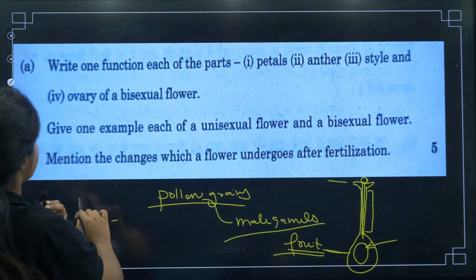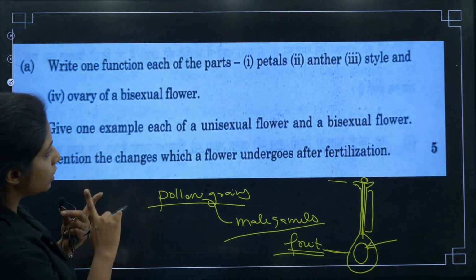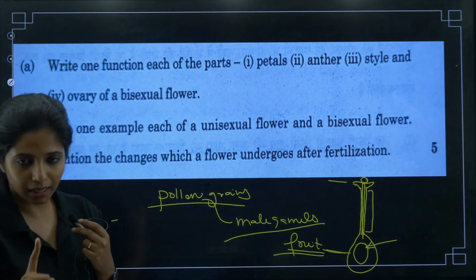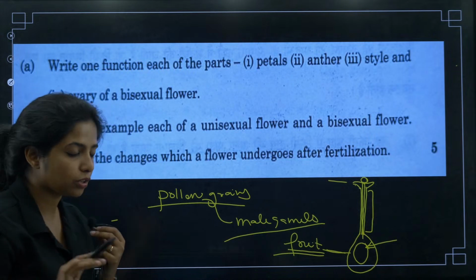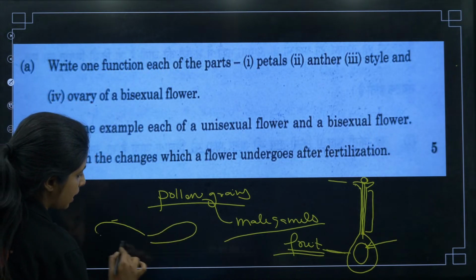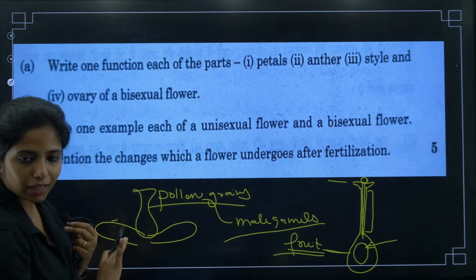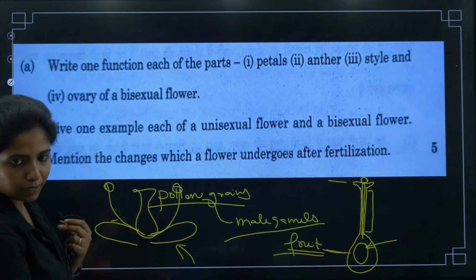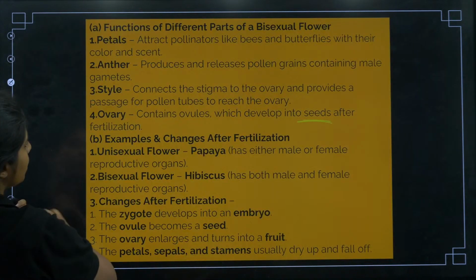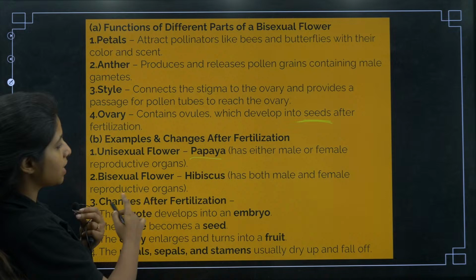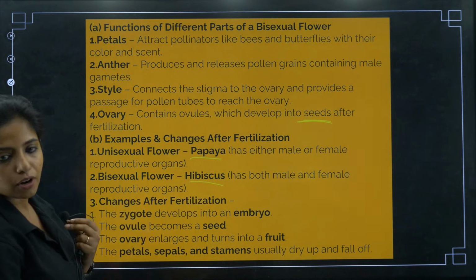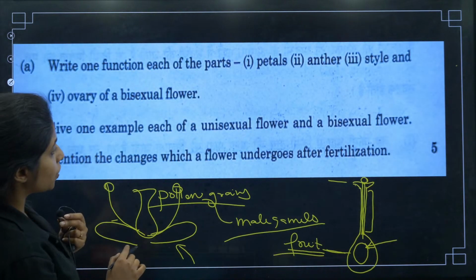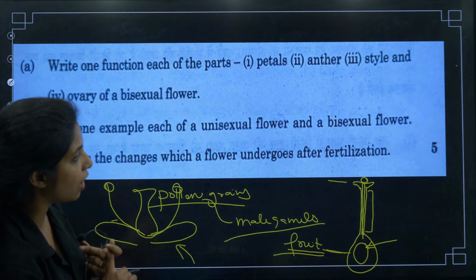Now you're asked one more question, that is, give one example of one unisexual flower and a bisexual flower. Mention the changes. Okay, so first thing, what do you mean by unisexual flower? Unisexual flower as in it just has one sex, that is over here, the female part, that's all. This is a unisexual flower. What do you mean by bisexual? That means it has both the male and the female parts, that is bisexual flower. Now if you are asked about the example, you can just give papaya as an example for unisexual and hibiscus for bisexual. Cool?